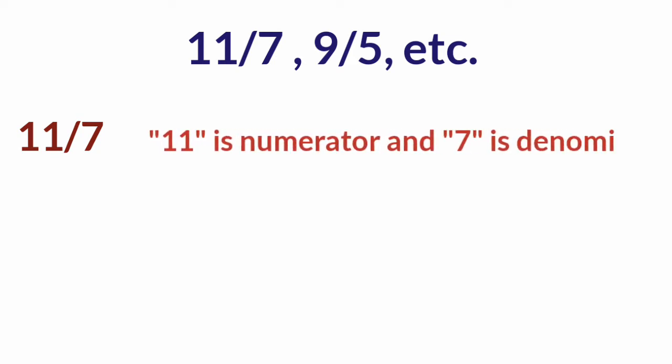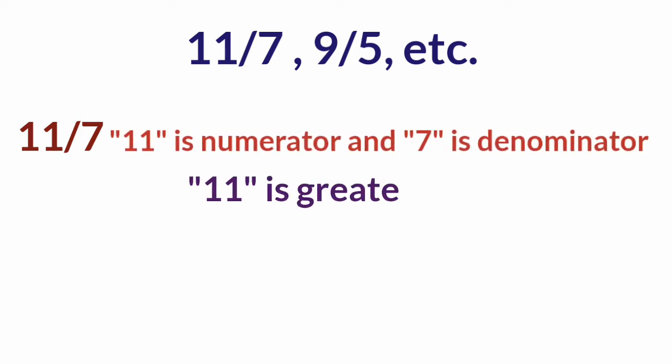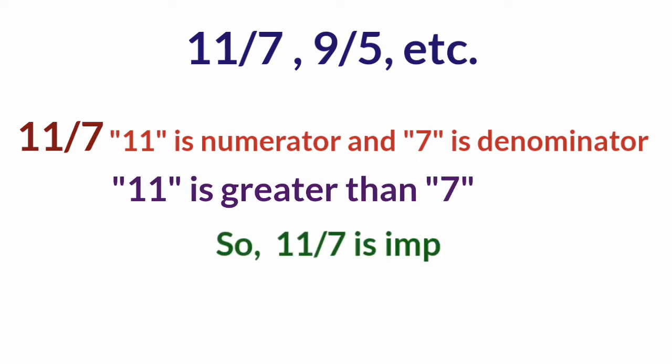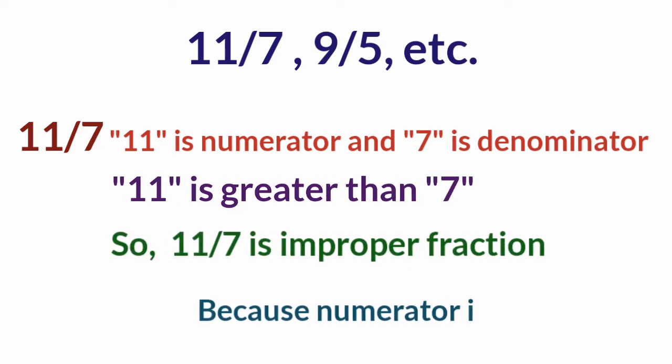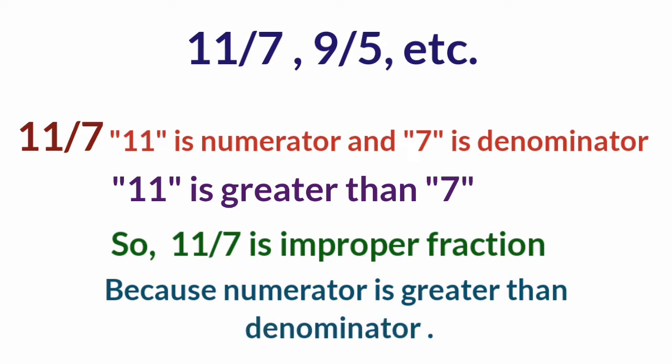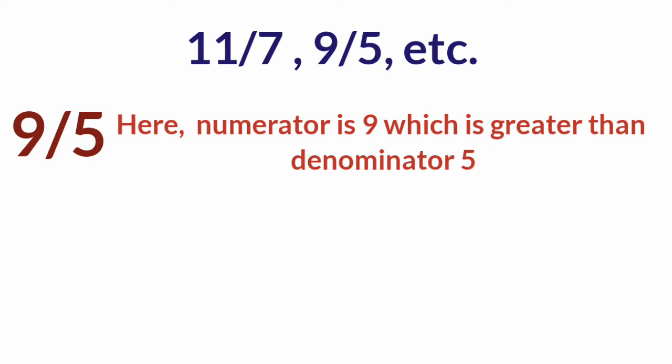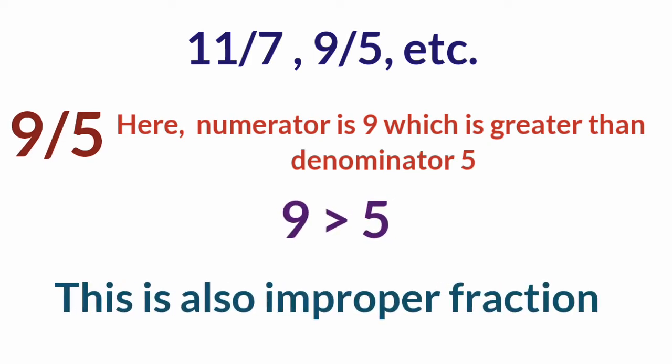Let's take 11 by 7. 11 is the numerator, 7 is the denominator, and we know that 11 is greater than 7, so this is an improper fraction, because the numerator is greater than the denominator, so it satisfies the condition of being an improper fraction. Same in the case of 9 upon 5. Here the numerator is 9, which is greater than the denominator 5. So this is also an improper fraction.